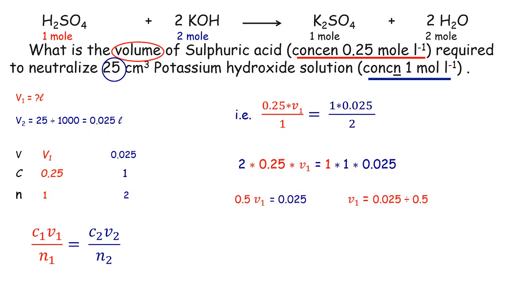So 0.5 V1 equals 0.025, and then V1 equals 0.025 divided by 0.5. That means our volume is 0.05 liter. We shouldn't forget to write the units. This is in liters and our volume is expressed in cubic centimeters. So to express it in cubic centimeters, we multiply by 1000, which is 50 cubic centimeters.